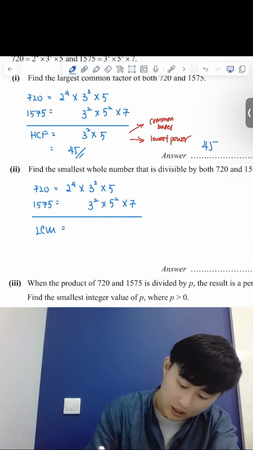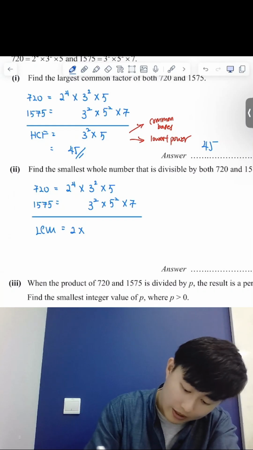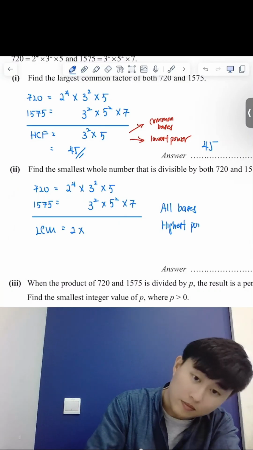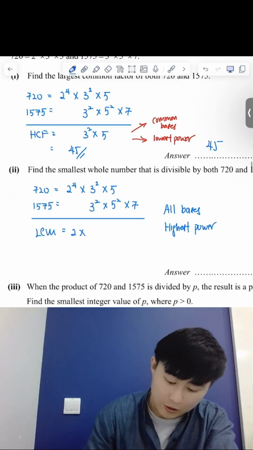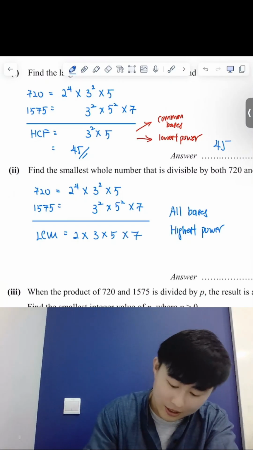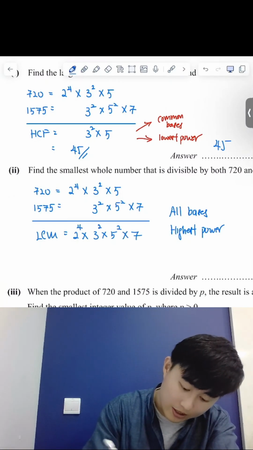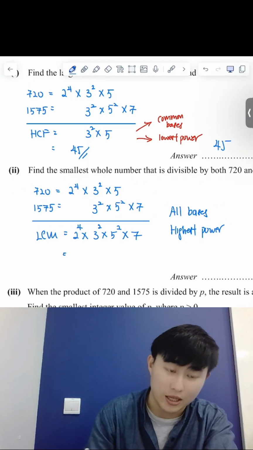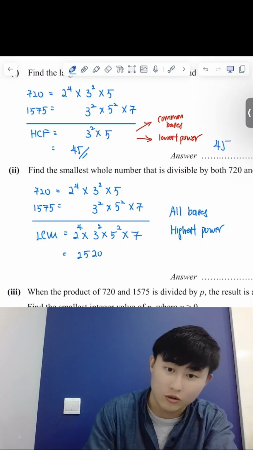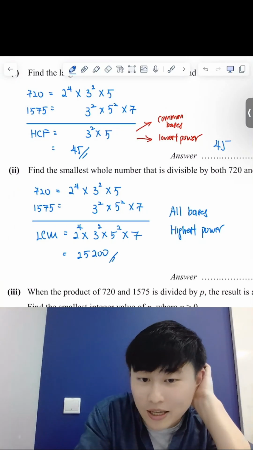So this is going to be all the common bases, again right here, all bases and the highest power. So 2, 3, 5, 7, everything I want, very greedy. All the highest powers. Then from here you key into your calculator, which is 25200.